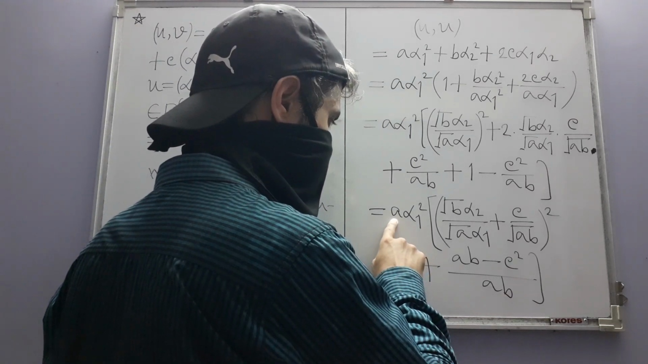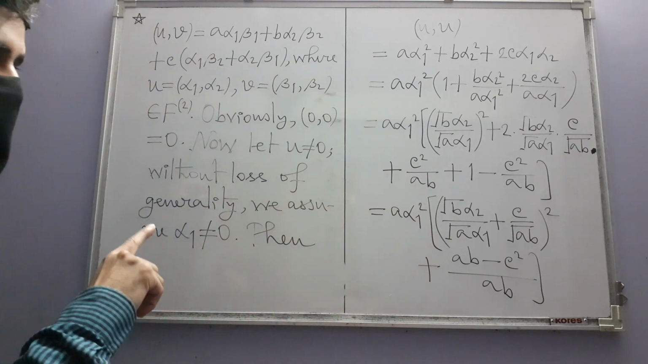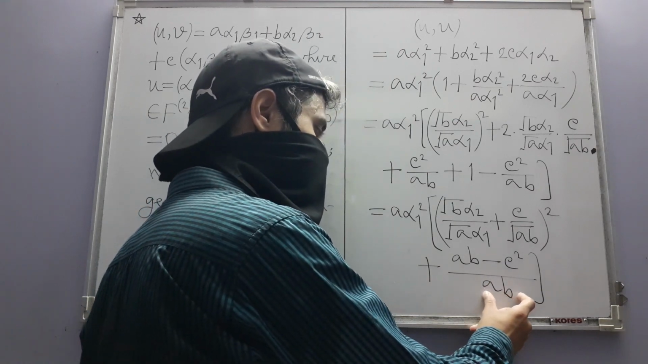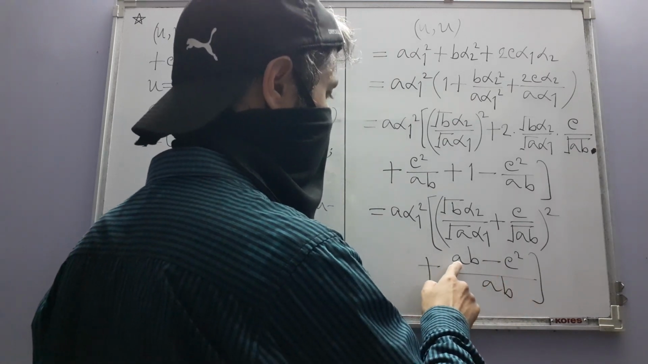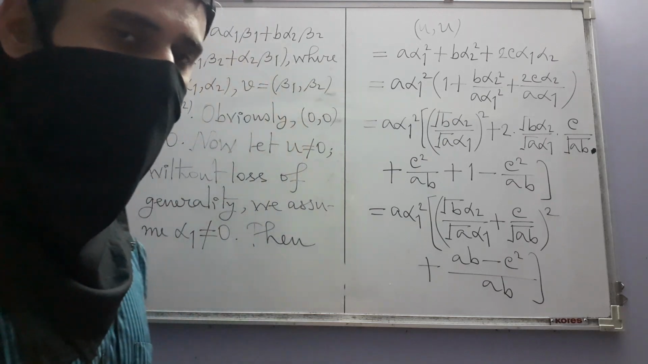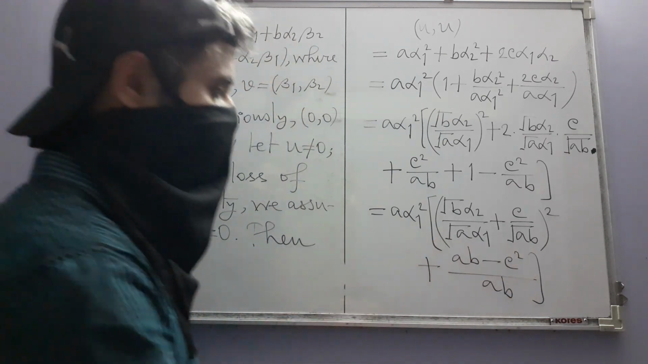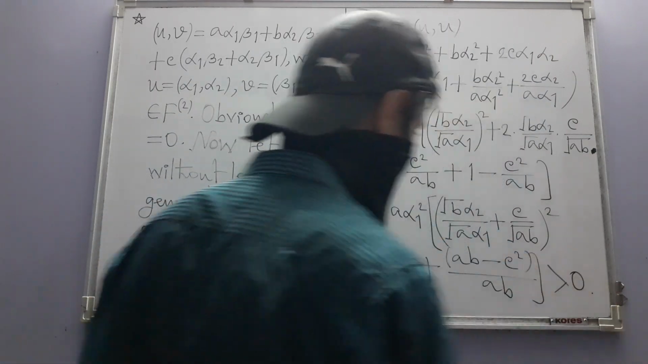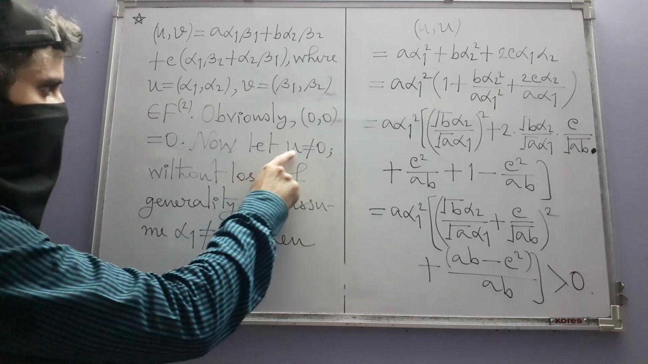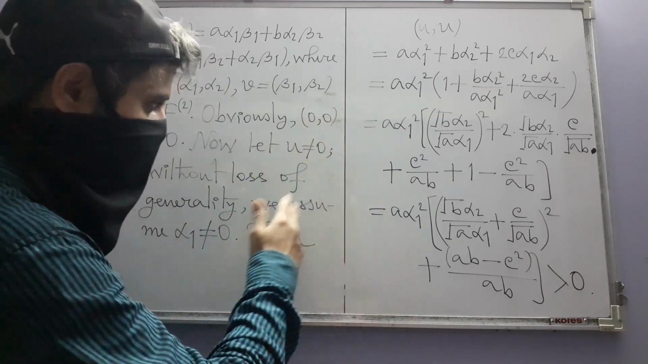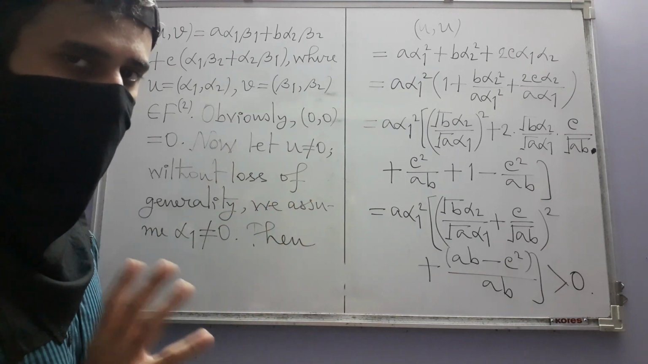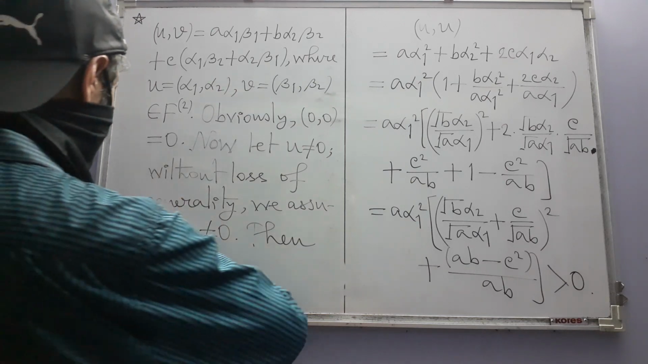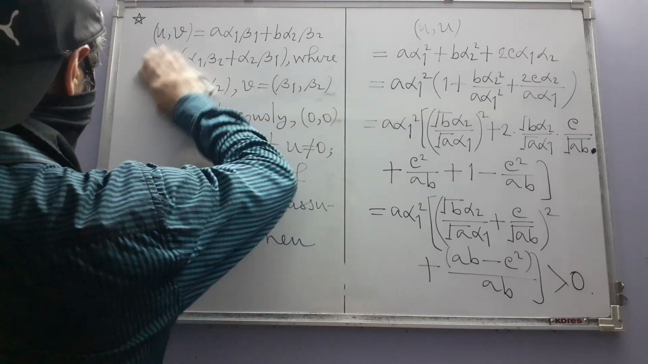A is positive. Alpha 1 is non-zero, and so alpha 1 square is positive. A and b are both positive, so here the denominator is positive, and because we have assumed ab to be strictly greater than c square, the numerator is also positive. Everything is positive here. No question of having negative, so this is greater than 0. So that's how, if u is non-zero, then this function actually gives us a positive value. So one property has been satisfied. What else do we have to show?